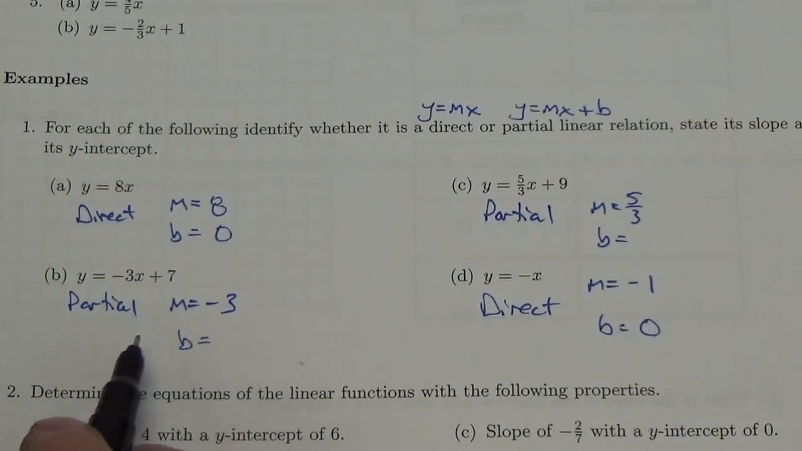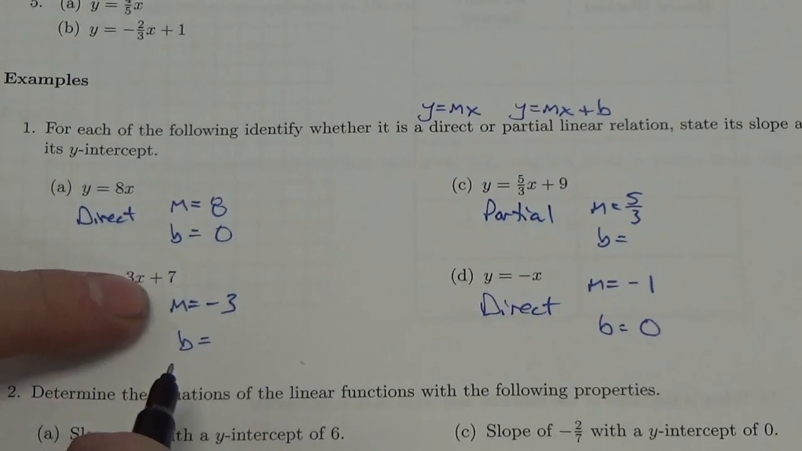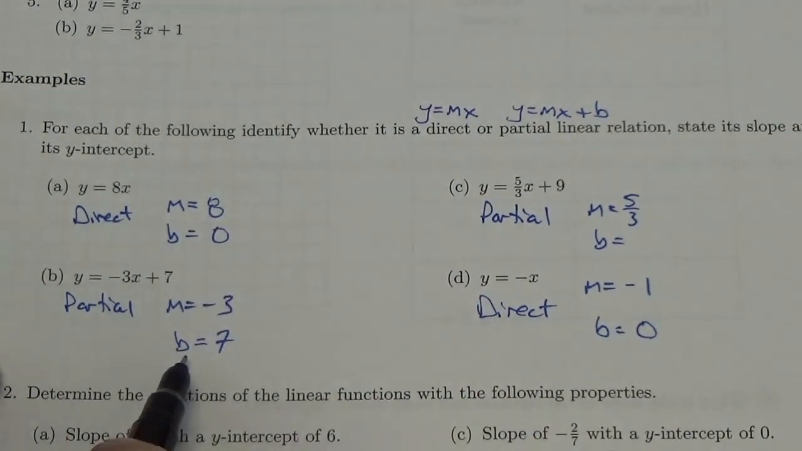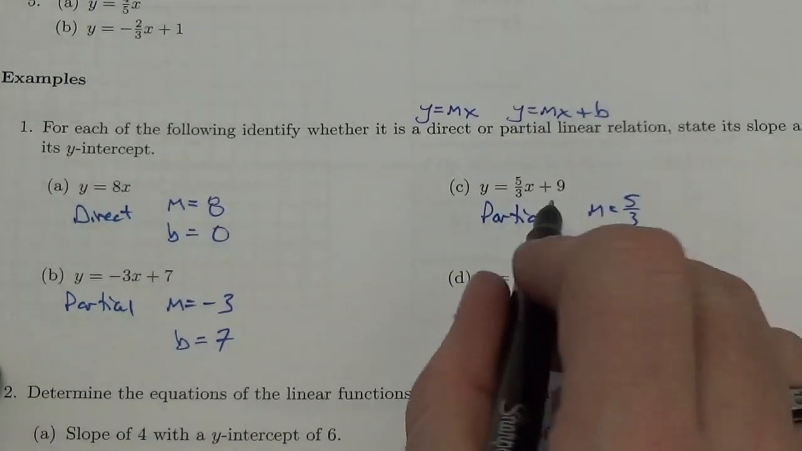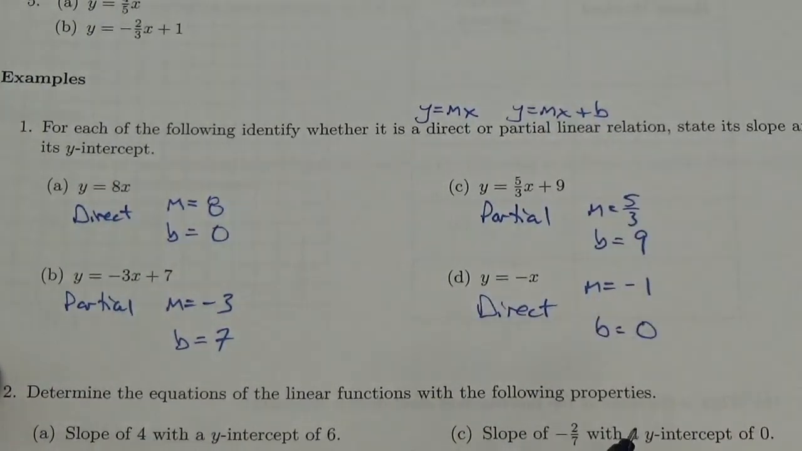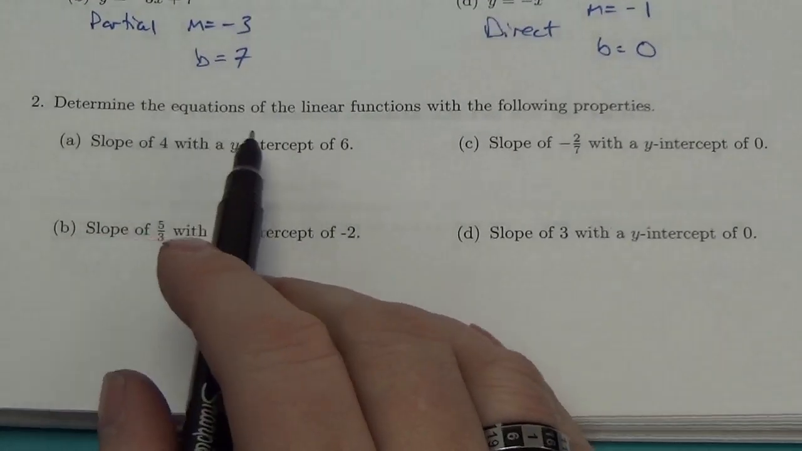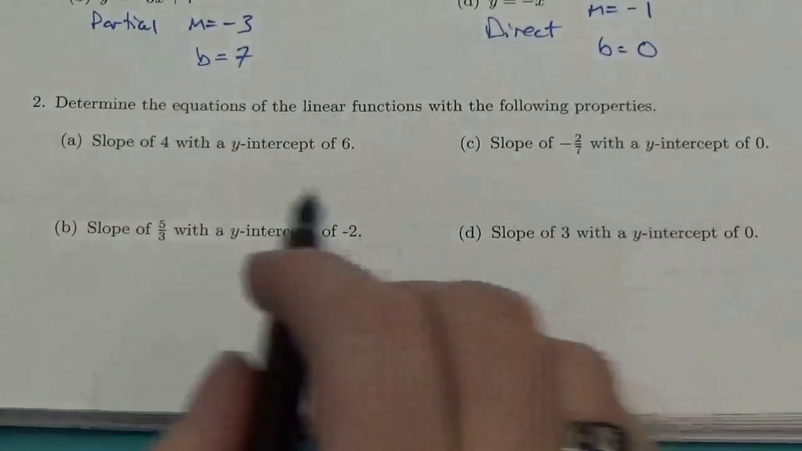Now, for the partial variation, it's the number that we're adding on afterwards. Okay? So in this case, that's going to be 7. And over here for this one, it's going to be the 9. And that's it. That's how you pull the information out of these two different forms of the equation of the line. So in this question right here, it says determine the equations of the linear functions with the following properties.